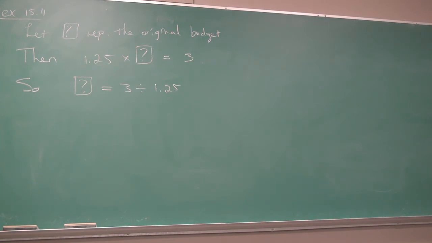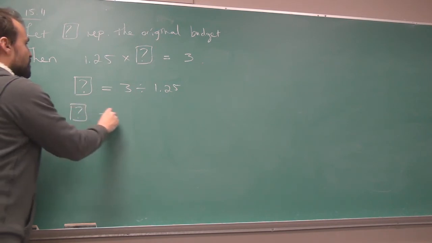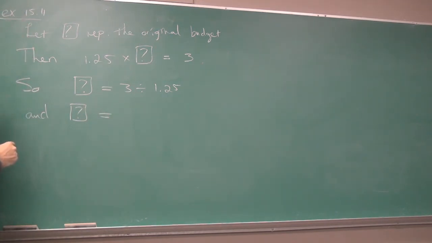And if you're not sure, take easy numbers. 2 times 3 equals 6. How can I shuffle those things around with a division instead of a multiplication? And my question mark value is therefore, what is 3 divided by 1.25? 2.4.